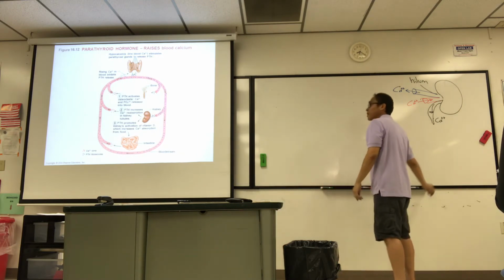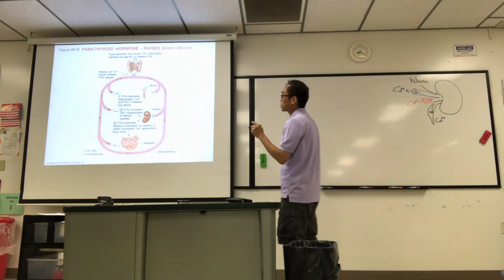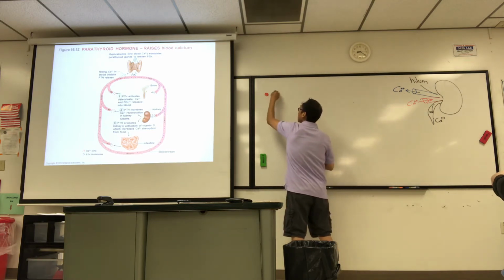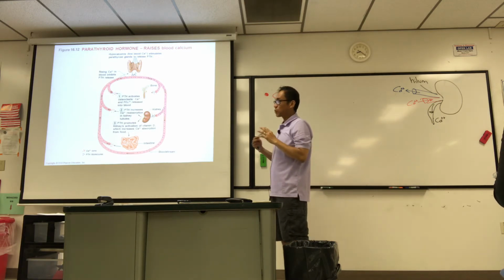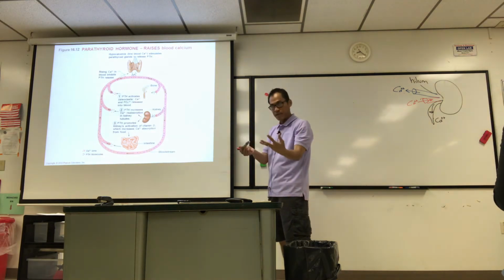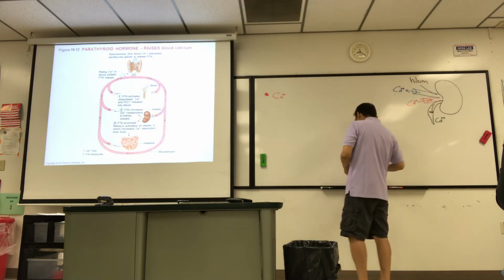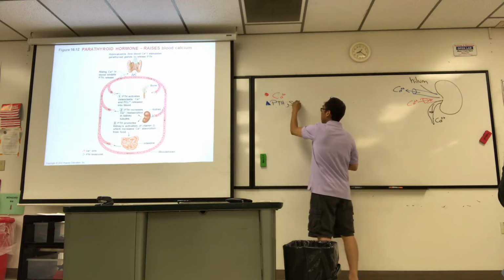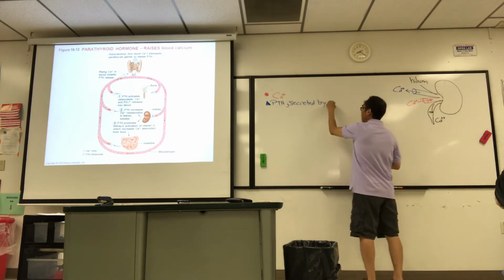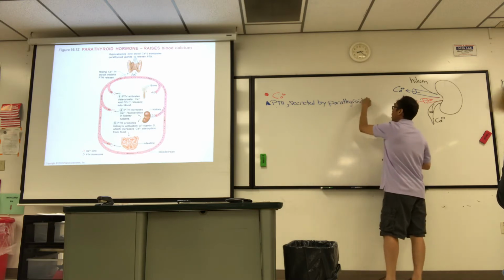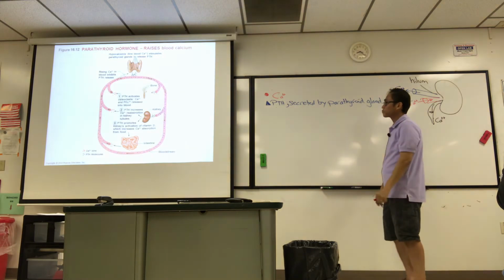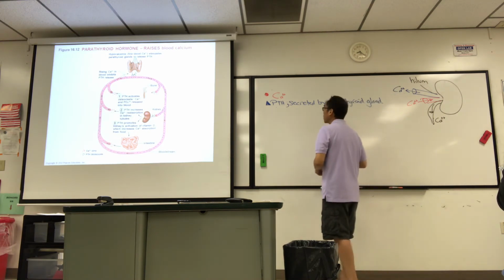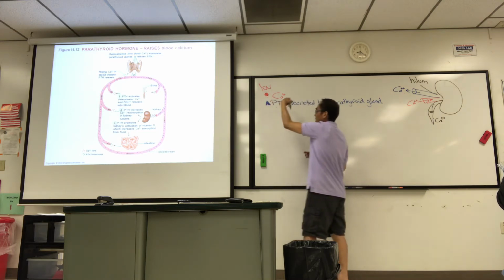Now, this is a good figure. If you look at it, they're trying to show you by symbols that calcium is the little red balls. And PTH is secreted by the parathyroid gland. Those are the blue triangles. Parathyroid hormone is secreted by the parathyroid gland, stimulated by low calcium levels. If calcium is low, that will stimulate PTH secretion.